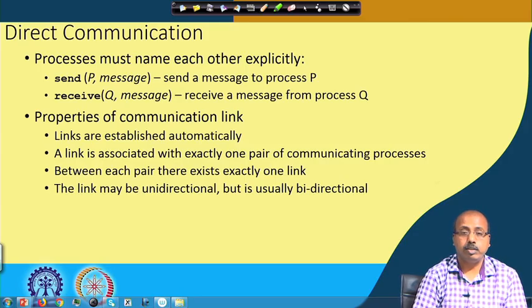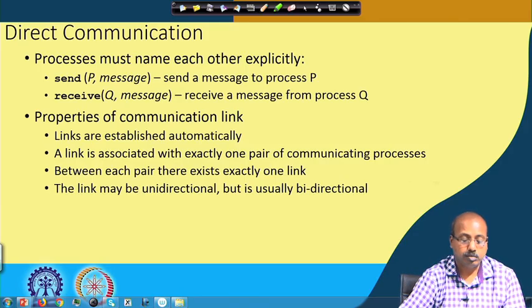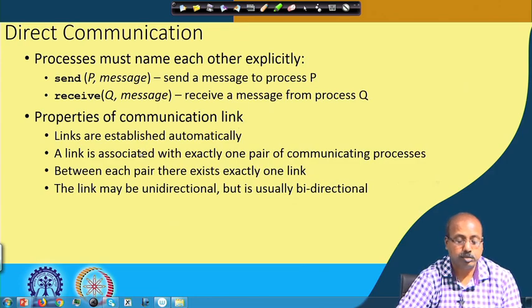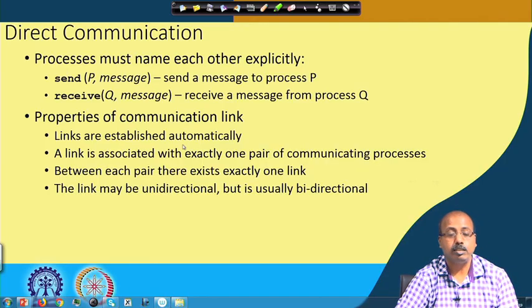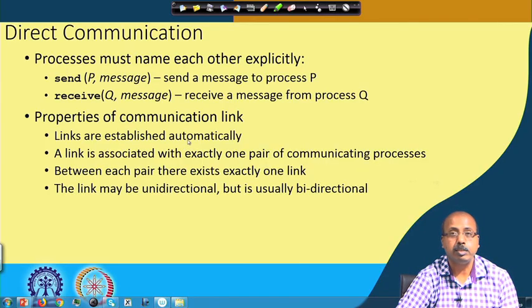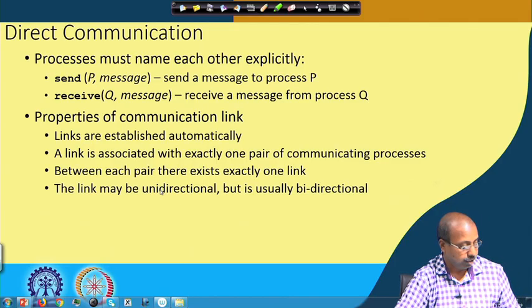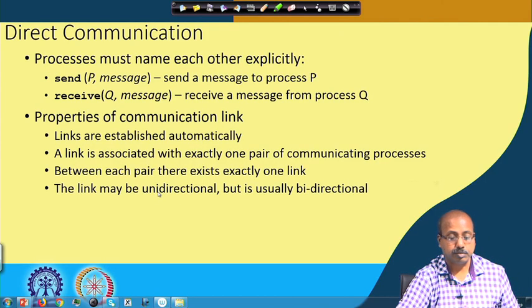So we have different properties of them. Whenever a message is being sent, the link is automatically established between one pair of communicating processes. Each pair has exactly one link, and the link is bidirectional in nature.